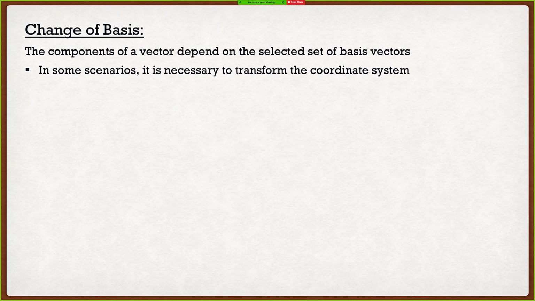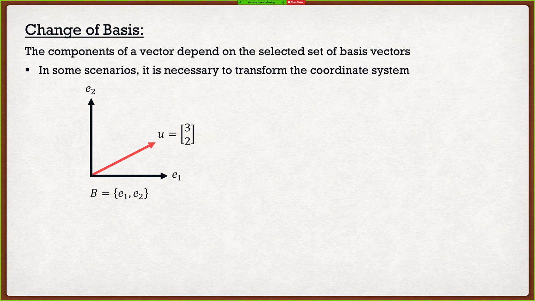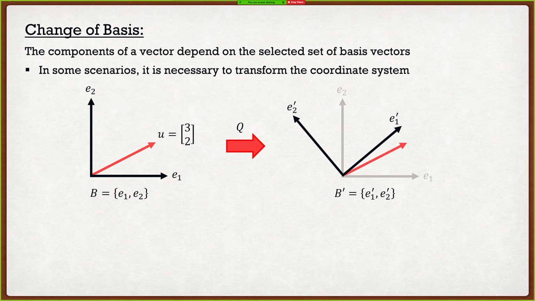But let's just look at a change of basis. So let's say that I'm hanging out with my basis set of E1 and E2, the most trivial one, 1, 0 and 0, 1. And I have a vector U, which is equal to 3, 2. And I say, well, you know, this is fun. I'm having a great time. But let's change the basis set. So what I'm going to do is apply a transformation matrix Q, and we're going to talk more about Q in the coming slides, that'll actually rotate my basis set. So now instead of E1 and E2, my basis set is now E1 prime and E2 prime.